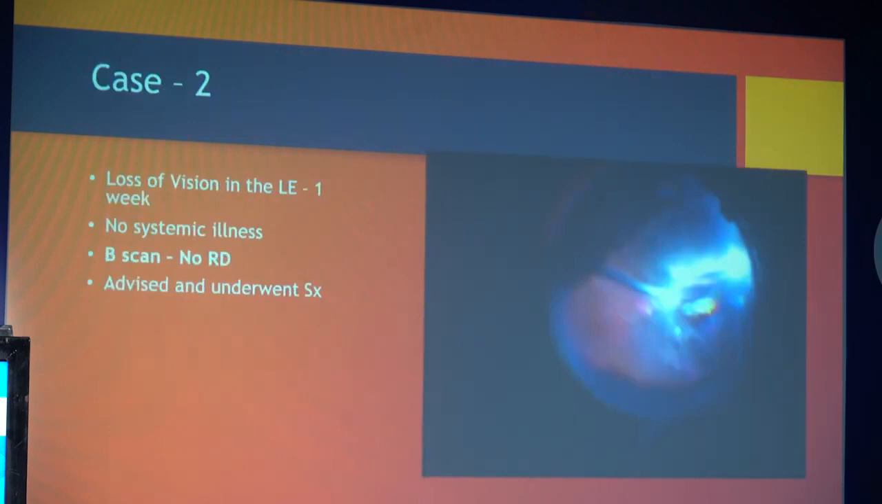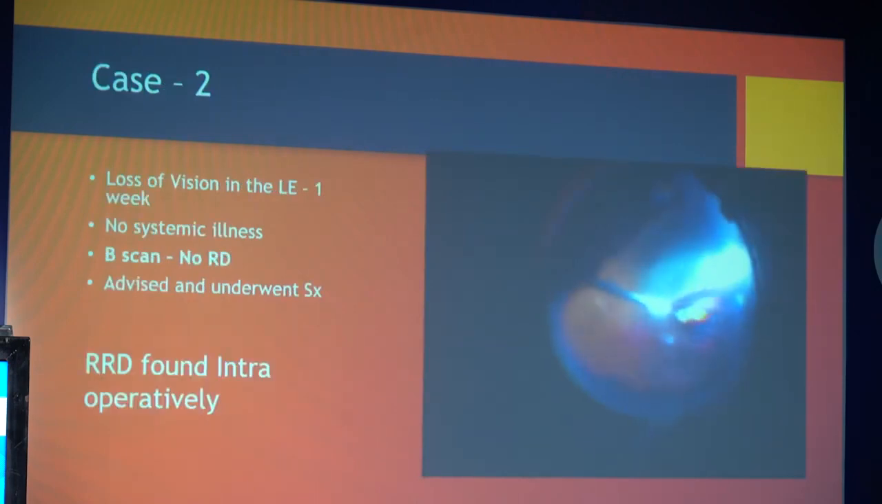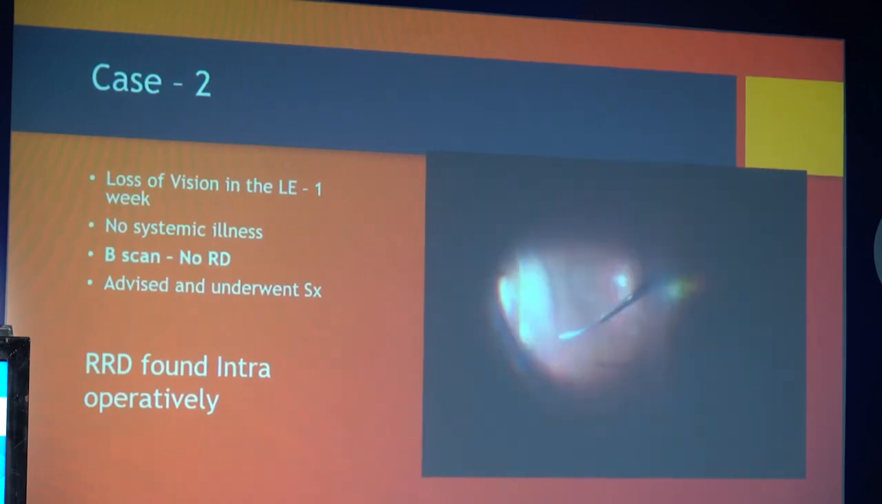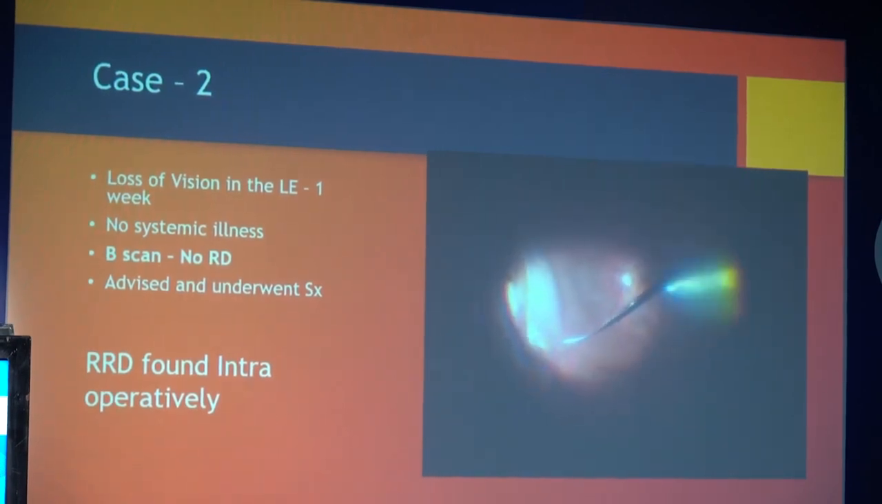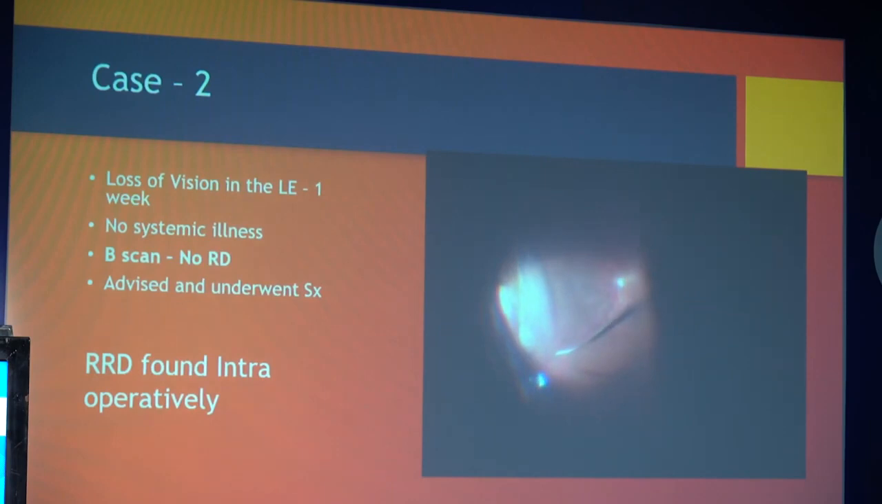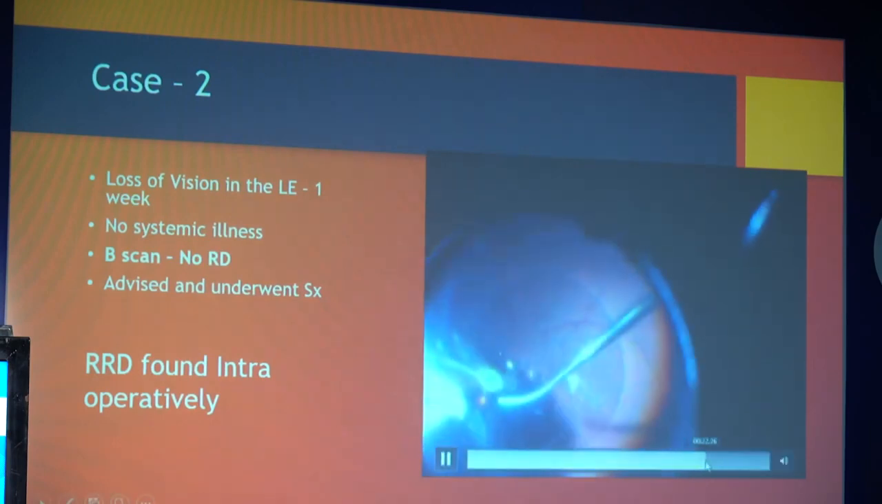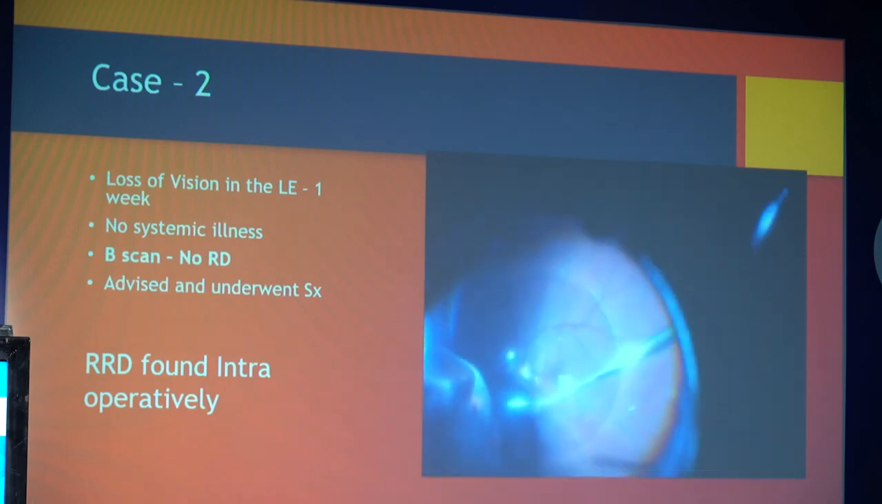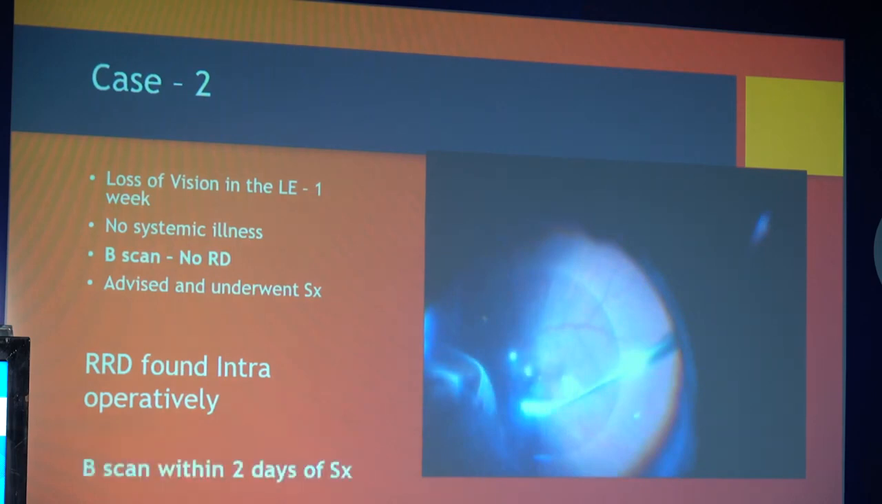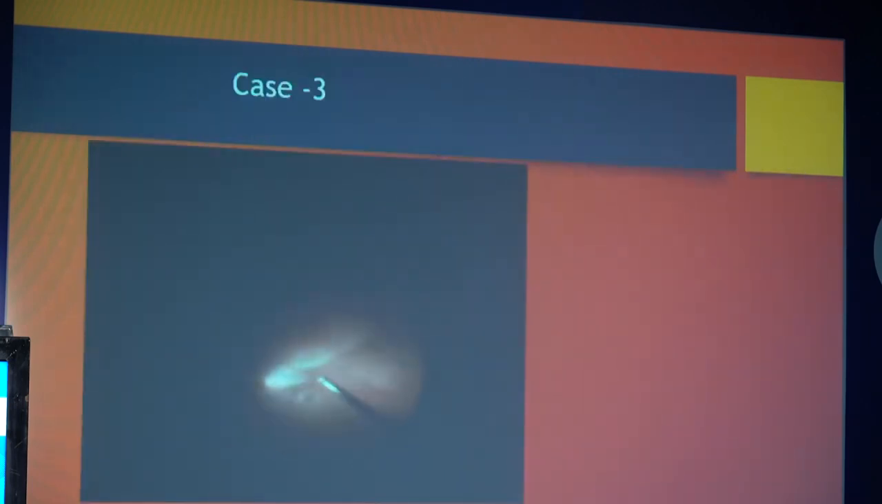Case 2: loss of vision in the left eye of 1 week's duration, no systemic illness, B scan, no RD. He was advised surgery and underwent it, and this is what we found on the table: retinal detachment with a large tear, and this is the tear that is being lasered. So an RRD was found intraoperatively. No systemic illness, no history of trauma, nothing, and this is what we found. So this is another surprise, an unexpected eventuality that we had on the table.